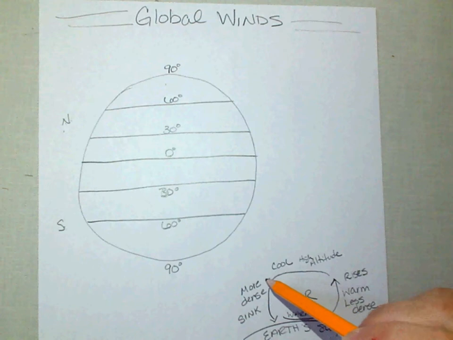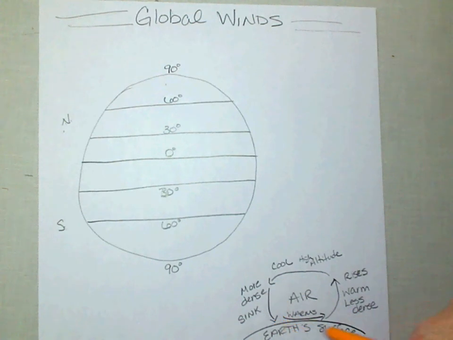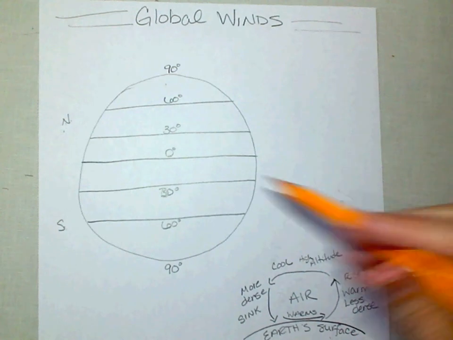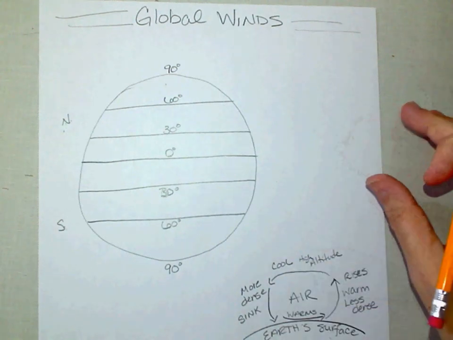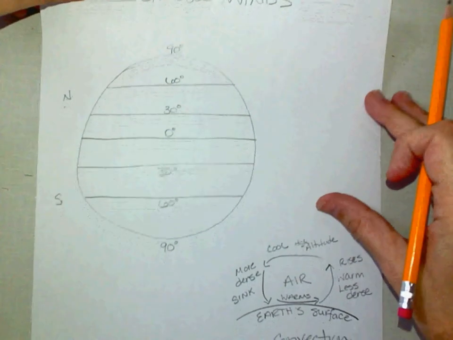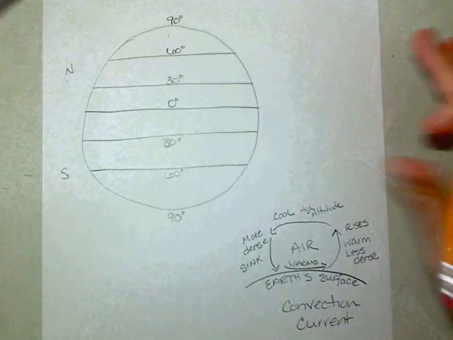So there we go, we get that convection current, right? We get a convection current or a cell of air that is constantly moving. So let me move this up a little bit so you can see what I just wrote. Convection current is moving here.